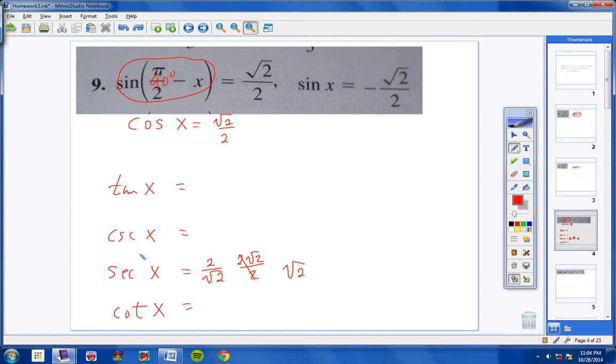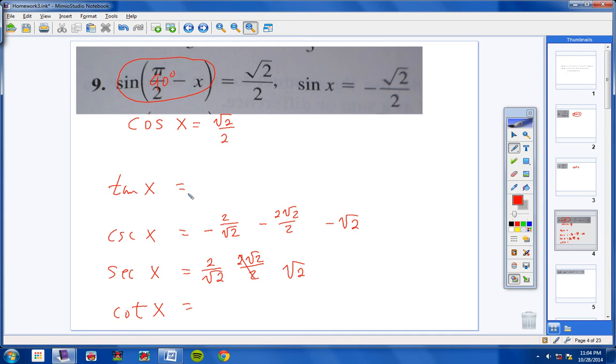Cosecant's pretty easy because cosecant is the reciprocal of sine. So same thing, if sine of x is negative square root of 2 over 2, then cosecant would be negative 2 over square root of 2. And then we rationalize the denominator, so negative 2 square root of 2 over 2. So negative square root of 2. Okay, that would be cosecant.